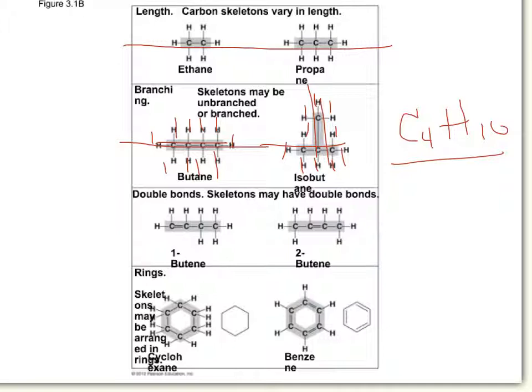We can also get some double bonds where carbons are going to share 2 pairs of electrons. When we have double bonding, notice that the chemical formula is the same. However, we're going to have to identify where that double bond is. And then over here we have some ring structures where the carbons have formed a circle.